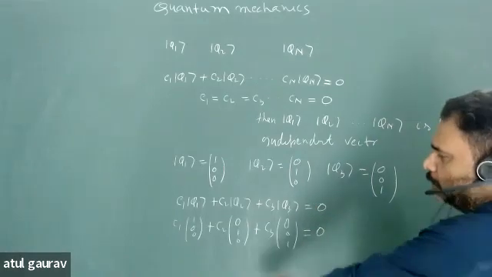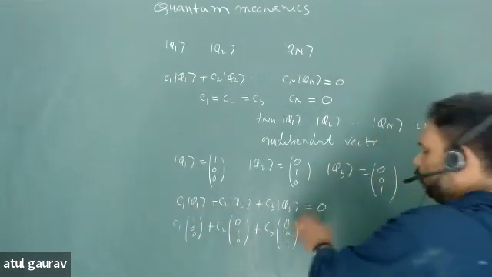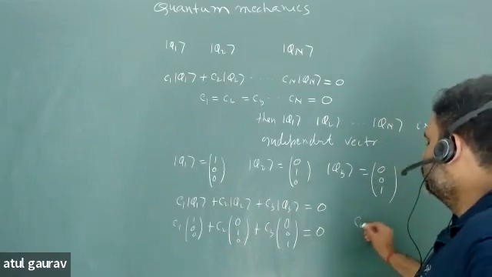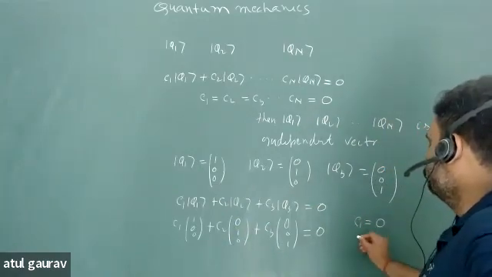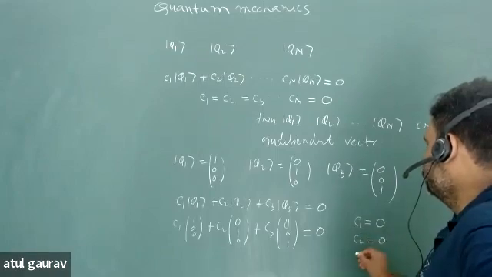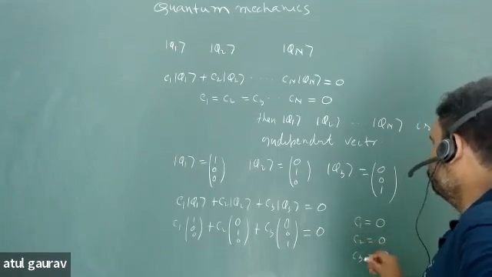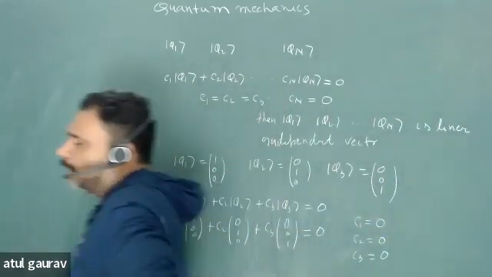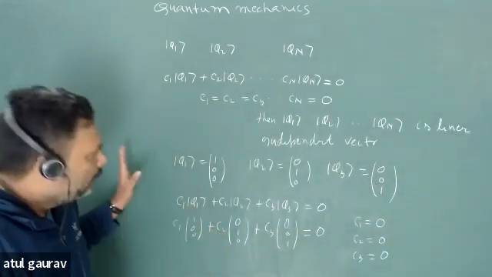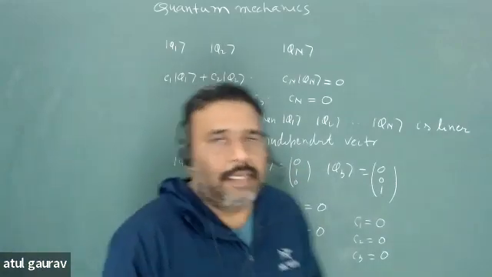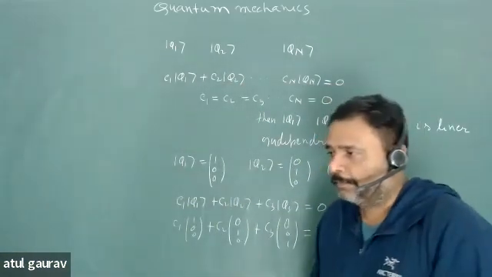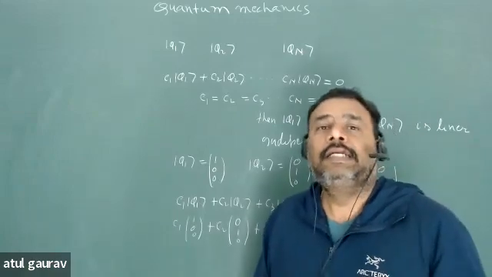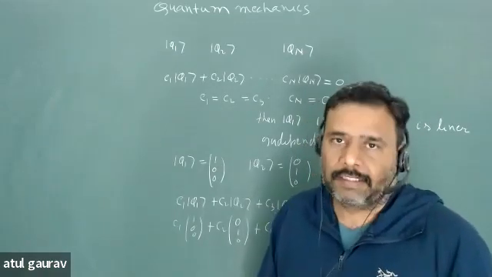Are you getting my point? Because vector plus vector is equal to vector. So you can solve this equation. What will you get? C1 is equal to 0, C2 is equal to 0, C3 is equal to 0. So all these three numbers are 0. That is the only solution you can have. And that means these vectors are linearly independent vectors. And when these vectors are linearly independent, you can treat them as basis vectors.